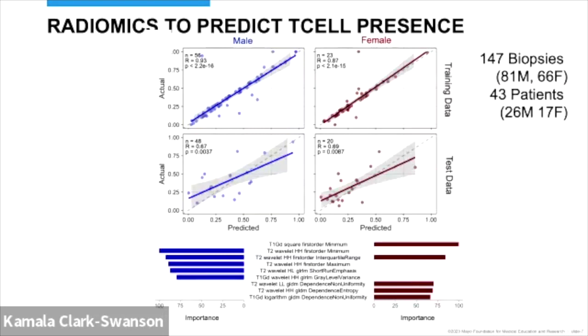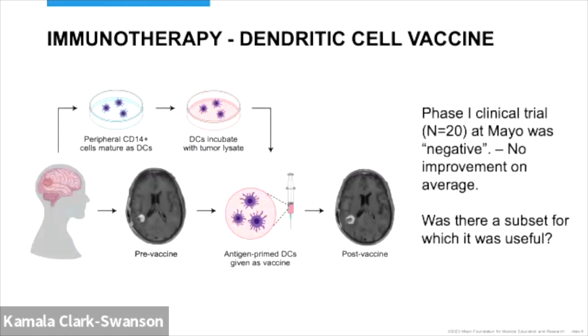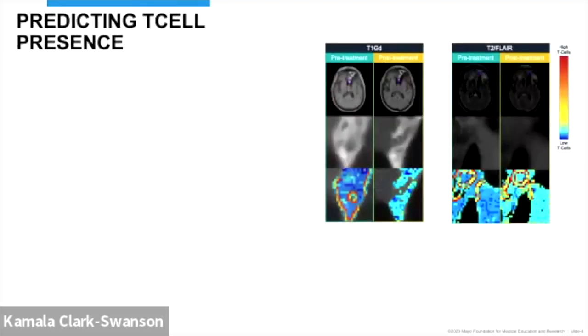So we were fortunate enough to be working with a clinician at Mayo Clinic who had this phase 1 dendritic cell vaccine trial where there were 20 patients on it, and the trial came back as negative. So that means on average in this 20 patient set, there was no improvement in overall survival. But with every single clinical trial, there is the question: was there a patient we missed that actually got benefit? Is there a better way to think about who should have been on the trial in the first place? And so we were thinking, if we applied our model to this, is there something like that we could find and figure out? So that's what we did.